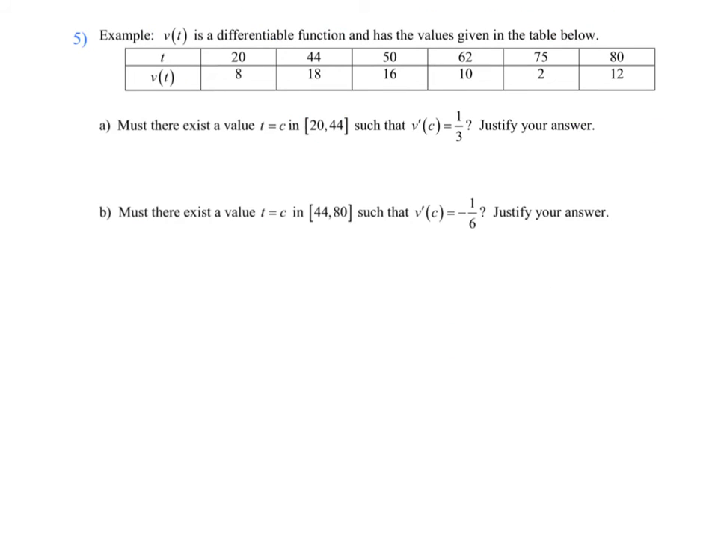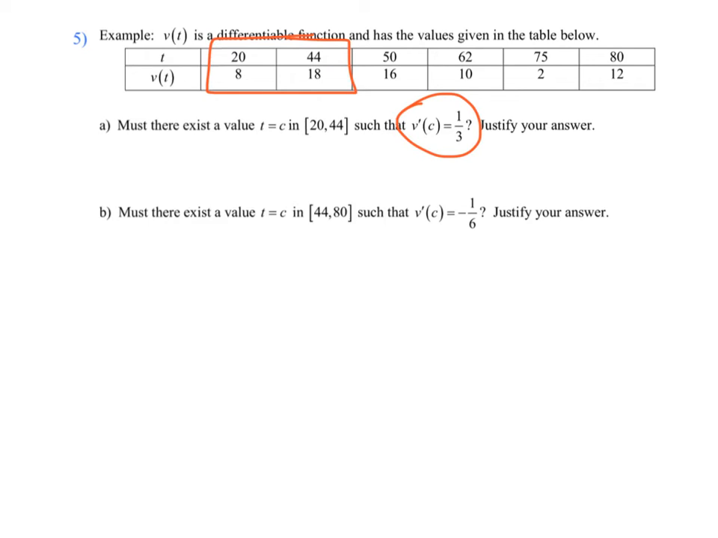Okay, number 5 says v of t is a differentiable function and has the values given in the table below. Letter A says, must there exist a value t equals c in the interval 20 to 44 such that v prime of c is equal to 1/3? Justify your answer. All right, so does there have to be a value between there such that v prime of c is 1/3? So they are giving you this time the instantaneous rate of change, and they're asking you, does that hold true in this given interval?